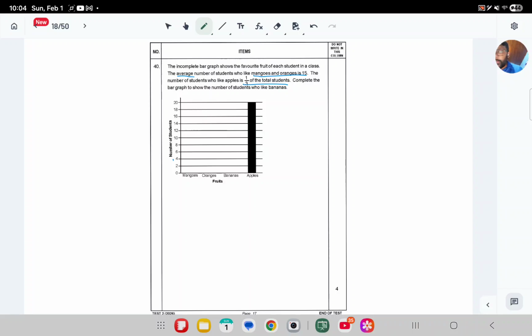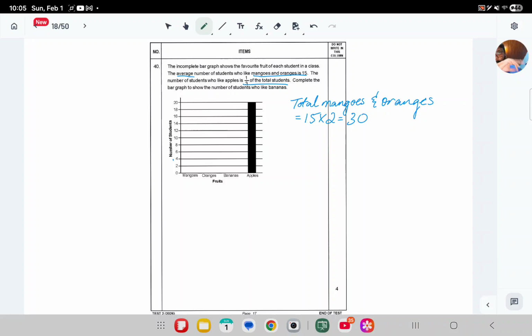So to begin with, we could find out the total for mangoes and oranges because they gave us the average and the number of items. So to find the total mangoes and oranges, it would be the average multiplied by the number of items, which is 15 multiplied by 2, equal to 30. So we have a total of 30 mangoes and oranges when I add the two together.